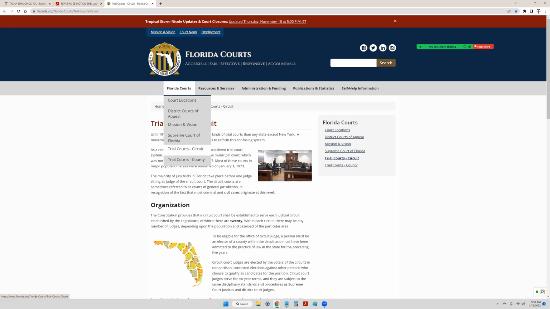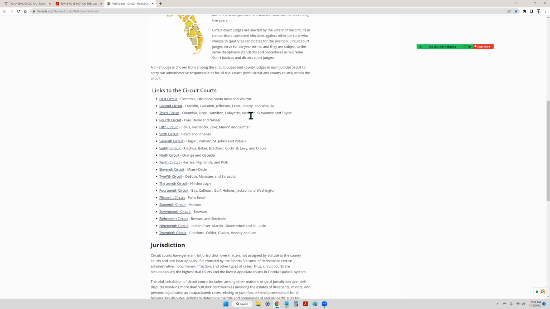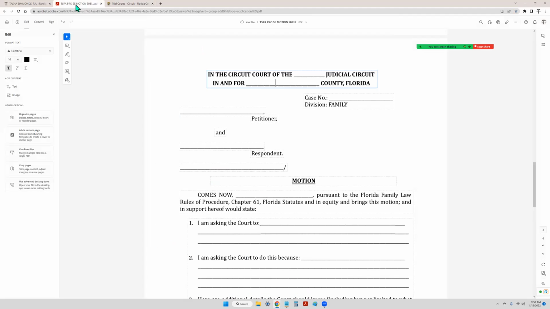A family case is a circuit case. It is not a county case. Okay, so be careful. Even though it goes county by county, it is a circuit court case. And here they are. All right, so Broward, I'm going to just assume that this is a Broward case where we're filing this motion. That's where most of my cases are. All right, so we're always going to type 17th here.